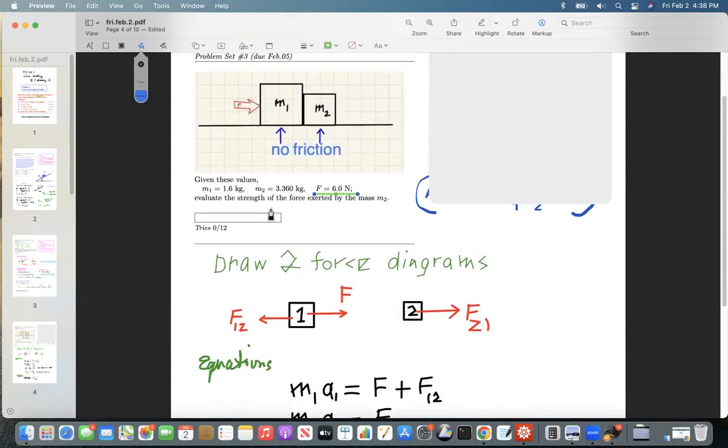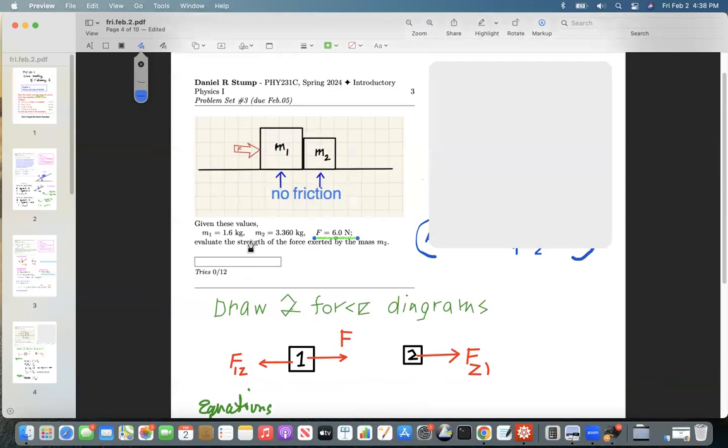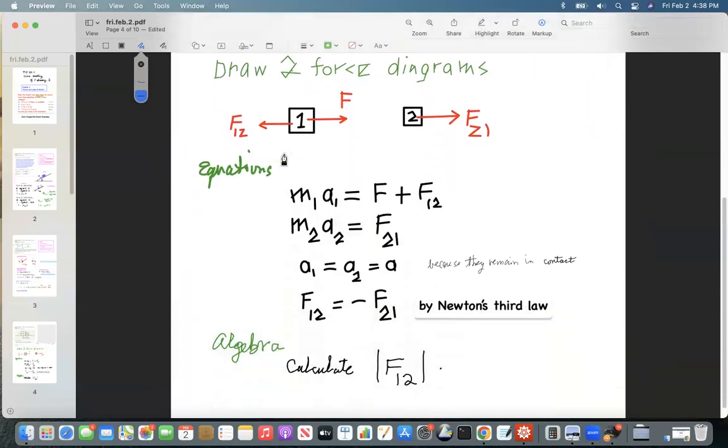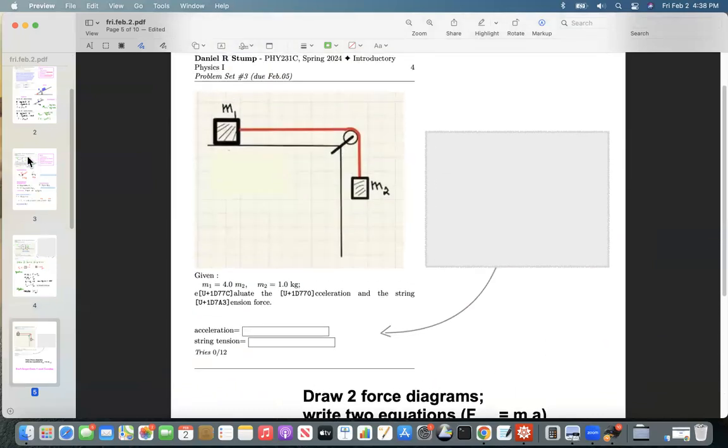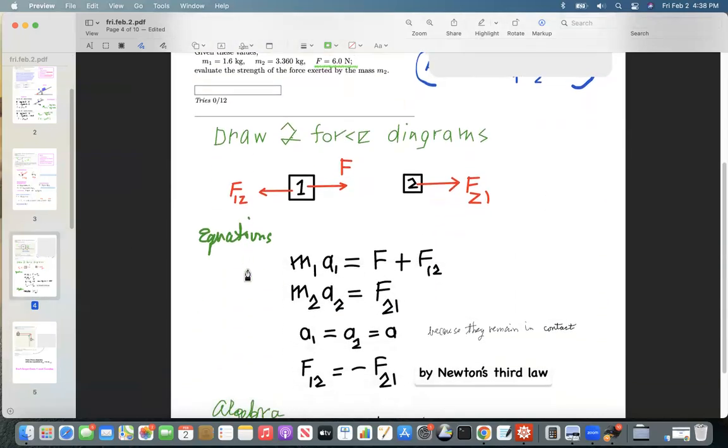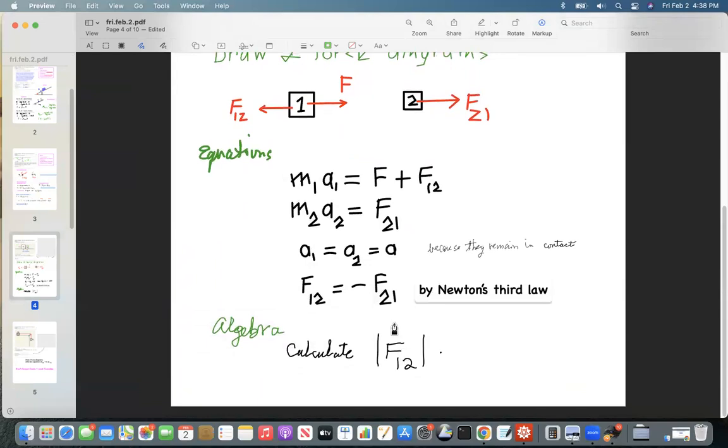Now, what's the unknown? What are we supposed to calculate here? Evaluate the strength of the force exerted by the mass M2. Well, the force exerted by M2 is F12. That'll be a force, that'll be a negative number, but I want the strength of the force. So I want the absolute value of F12. F12 will turn out to be negative, but I want the strength. So I take the absolute value. That'll give me the strength of the force.